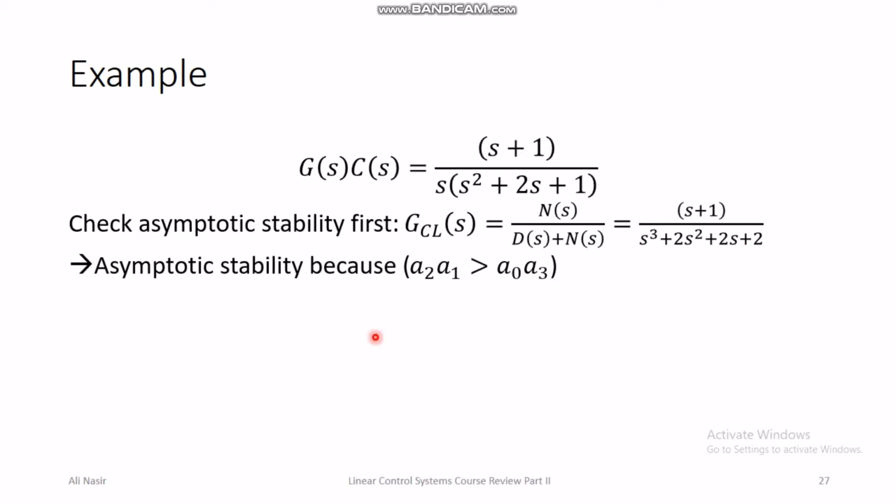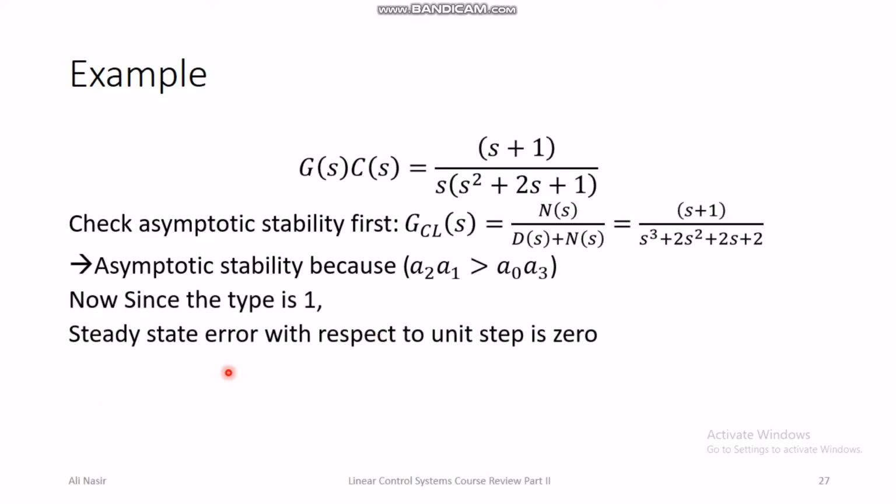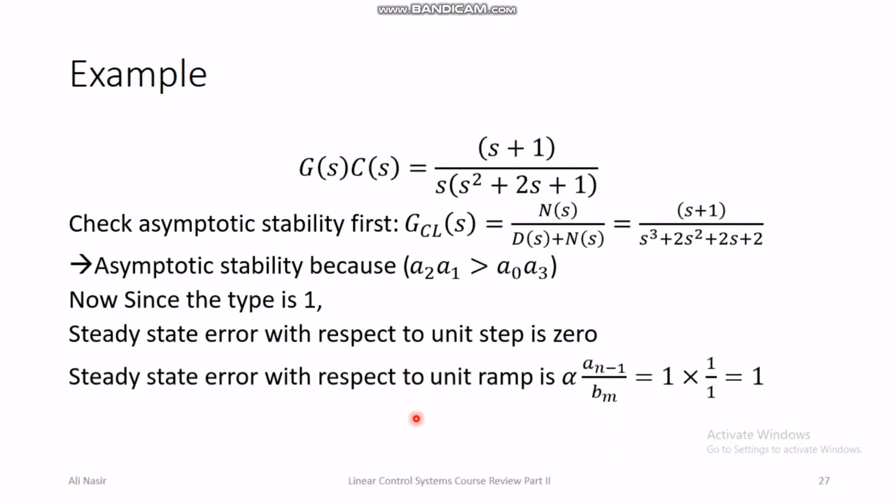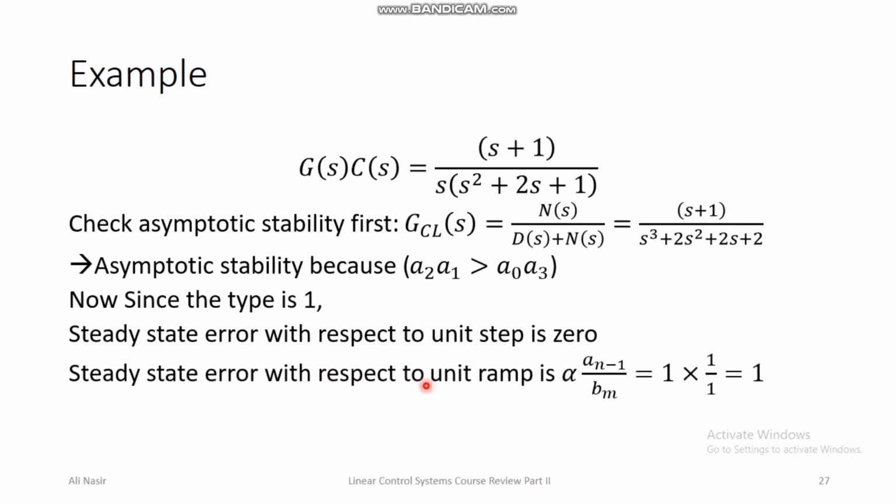So after asymptotic stability, since the system is type 1, we don't have to do much calculation. The steady state error with respect to unit step input for this system is 0, because this is a type 1 system, and the steady state error of this system with respect to ramp is alpha times the coefficient of s in the open loop system, which is 1. So s into 1 is 1, divided by the constant coefficient in the numerator of the open loop system. Here alpha is also 1 because this is a unit ramp.